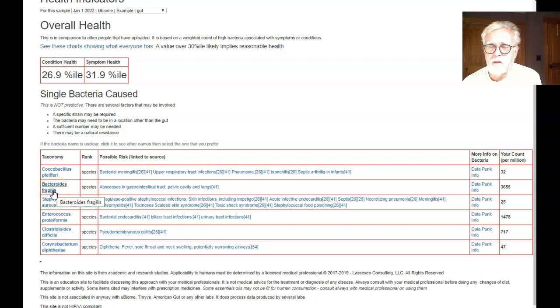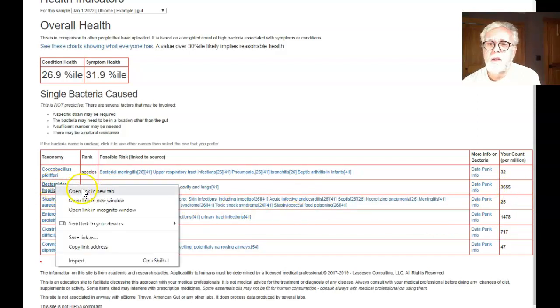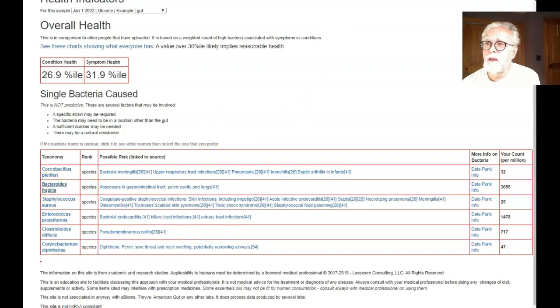Here we have a particular taxonomy which indicates abscesses in the gastrointestinal tract and other places. So are you or are you not at risk? Well, the first thing you may want to do is take a look at how many you have. We're going to look at two things: what percentage of people have this bacteria, and do you have abnormally high levels? So we'll click on this one, open up in a new tab.